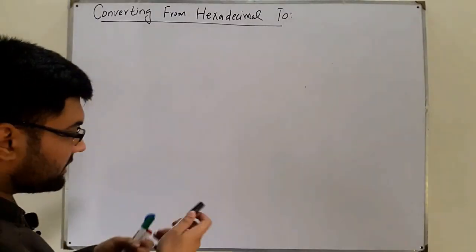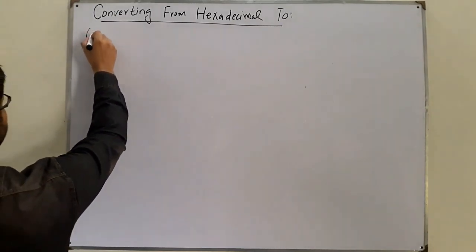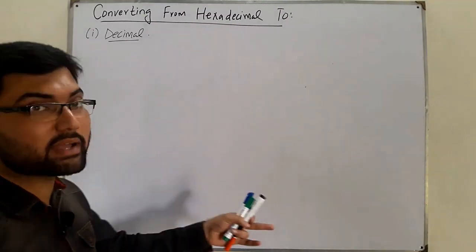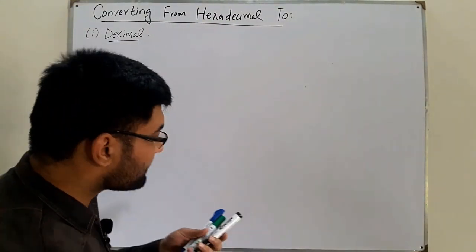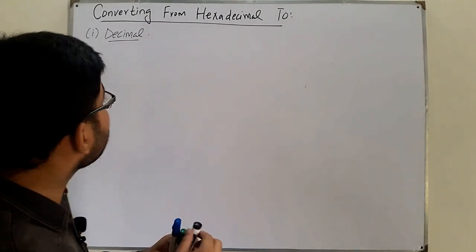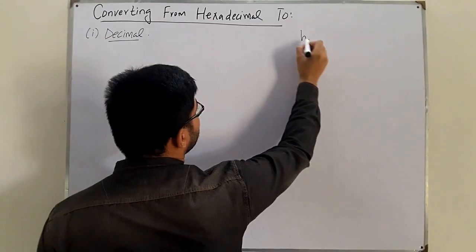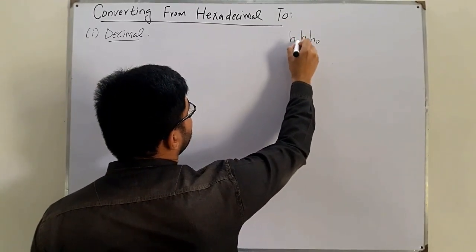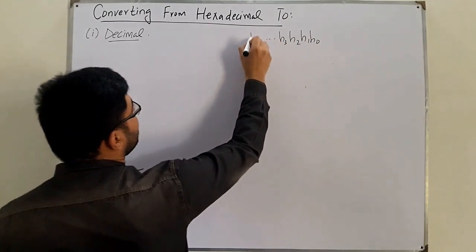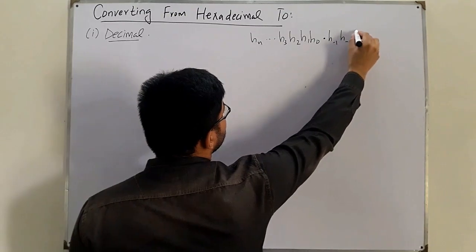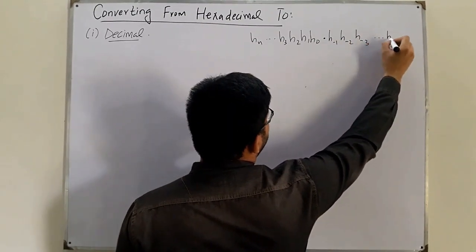So the first that we convert is, let's say, the decimal. From hexadecimal to decimal, right? So I've already told you the basic method in the last video. Okay, let's say we have a hexadecimal number which is represented by H0, H1, H2, H3, up to Hn. Then we have a decimal point, then we have H-1, H-2, H-3, up to Hn.